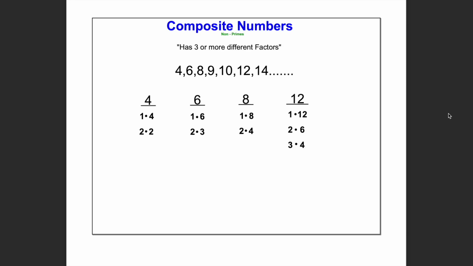Composite numbers. So these are non-primes. These have 3 or more different factors. So you've got 4 has 1 and 4, but also 2. 6 has 1 and 6, but also 2 and 3. 8 has 1 and 8, but also 2 and 4. 12 has 1 and 12, but also 2 and 6, but also 3 and 4, and so on.